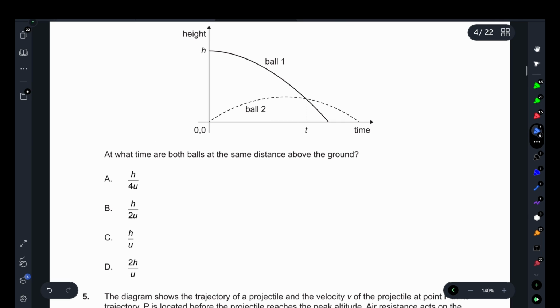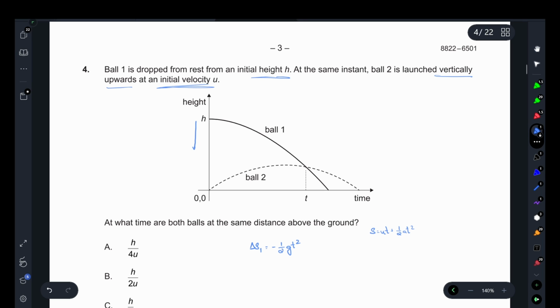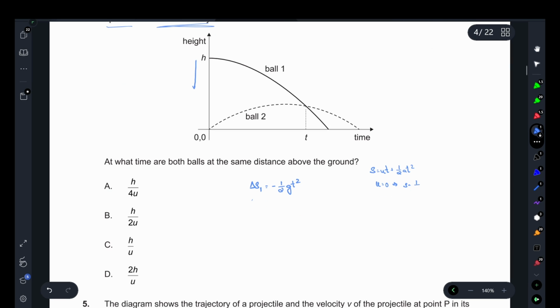For ball 1, let's say the distance that it's covering downwards is delta S1, which is equal to minus half g t squared. Now this comes from the equation S is equal to ut plus half at squared, where u is equal to 0 for delta S1 because the ball is dropped from rest. So this gives us S is equal to half at squared, and since a is equal to gravity and it's pointing downwards, minus g. So delta S is equal to minus half g t squared.